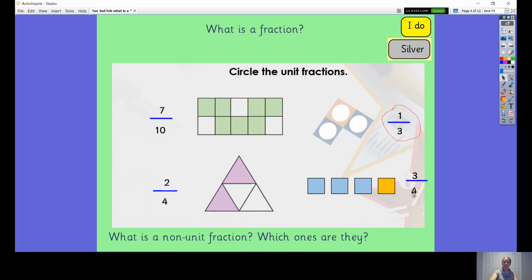And then finally down here, 4 equal pieces, 3 of them are shaded in, not a unit fraction, it's a non-unit fraction because the numerator is greater than 1 again.